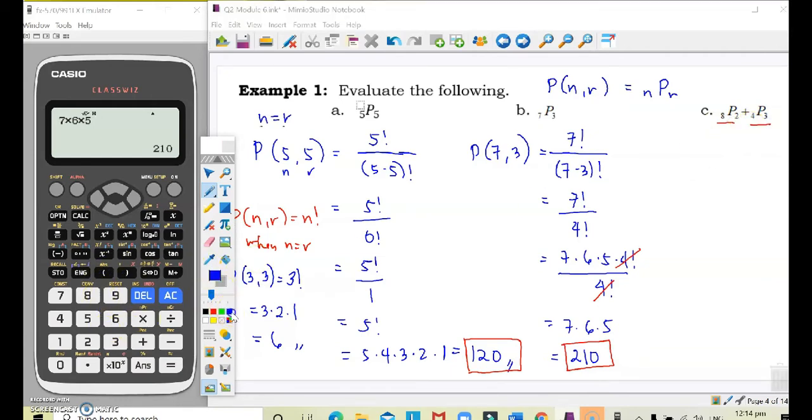So, if we are going to do that, that means we need to get the permutation of 8 objects taken 2 at a time and the permutation of 4 objects taken 3 at a time. So, we have 8 factorial over quantity 8 minus 2 factorial. We're going to add that on the second permutation, which is 4 factorial over quantity 4 minus 3 factorial.